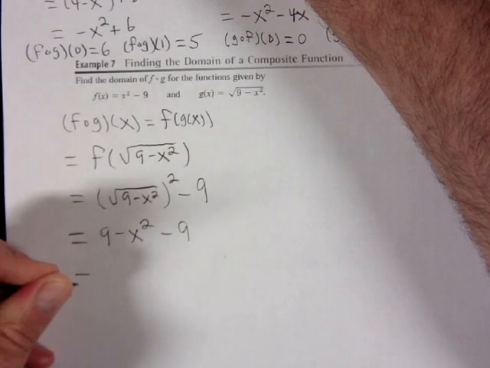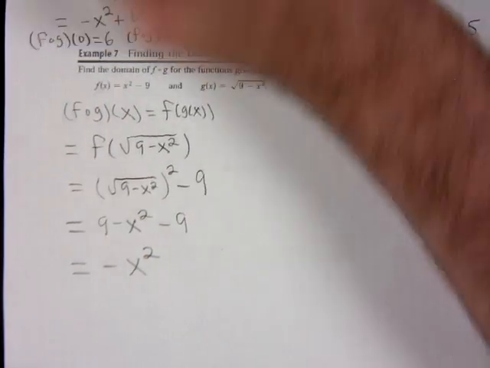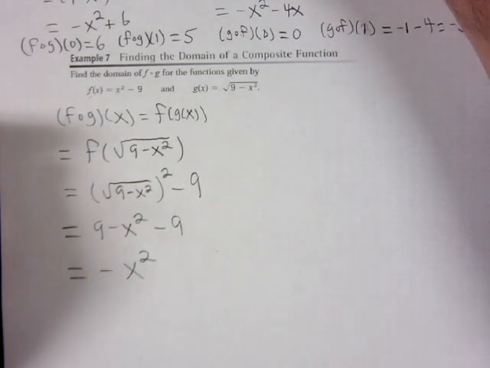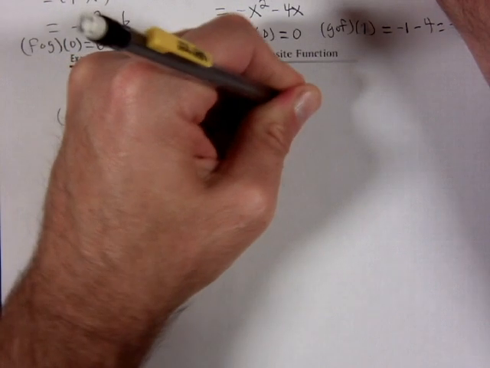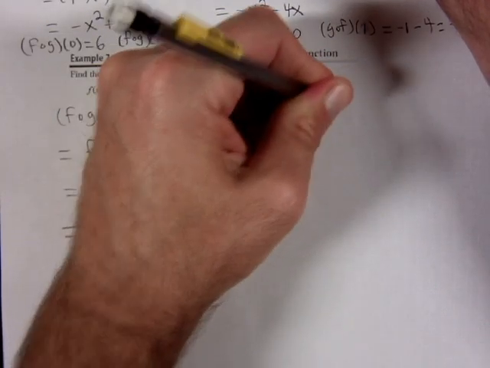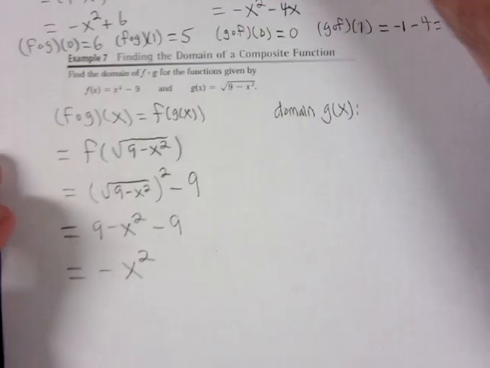And so really, negative x squared is going to be your composition here. All right, now, okay, they didn't ask me to evaluate anything. They just want to know what is the domain of f of g of x. Okay, so again, let's take into consideration the domain of g of x first. That's the first level, the base level. All right, so we want the domain of g of x.